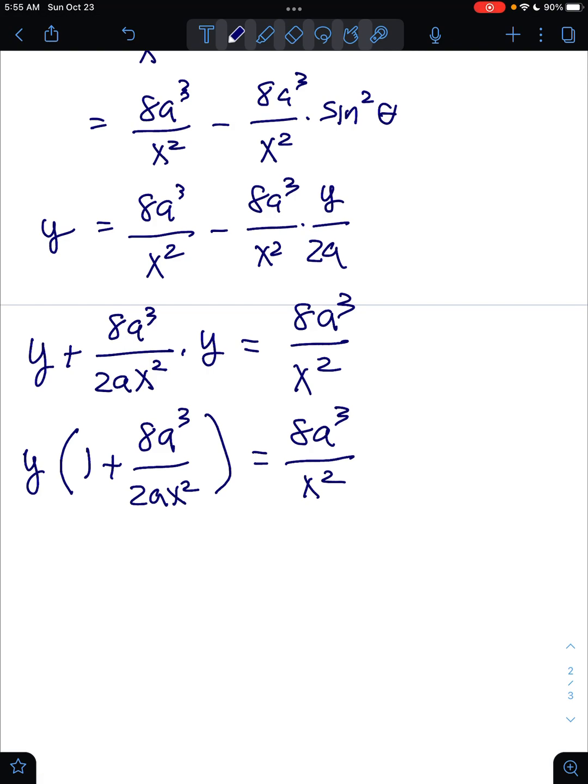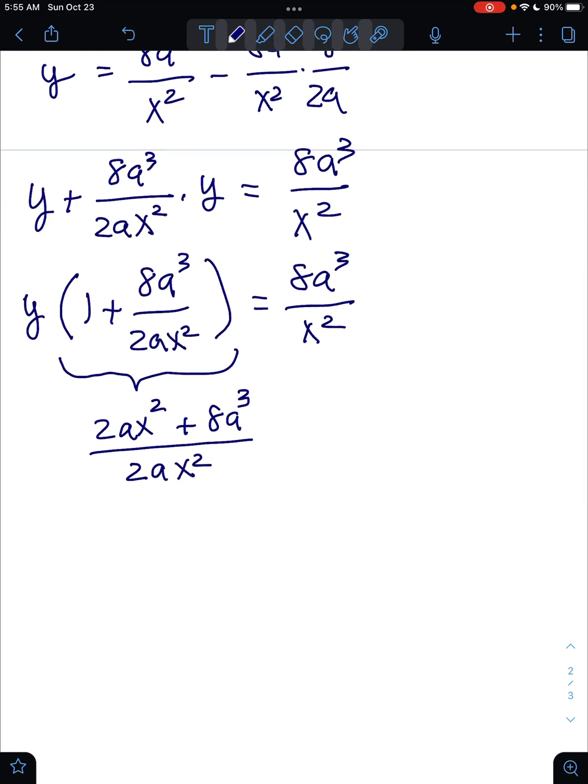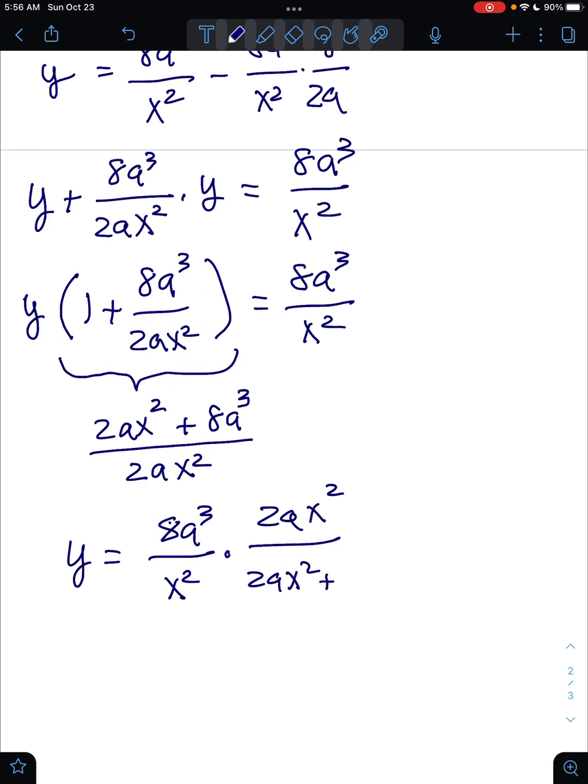And this could be simplified. It might be easier to simplify this part right here. So that fraction becomes 2ax squared plus 8a cubed over 2ax squared. So when I divide by that fraction, my expression for y will then be 8a to the third over x squared times 2ax squared over 2ax squared plus 8a to the third.